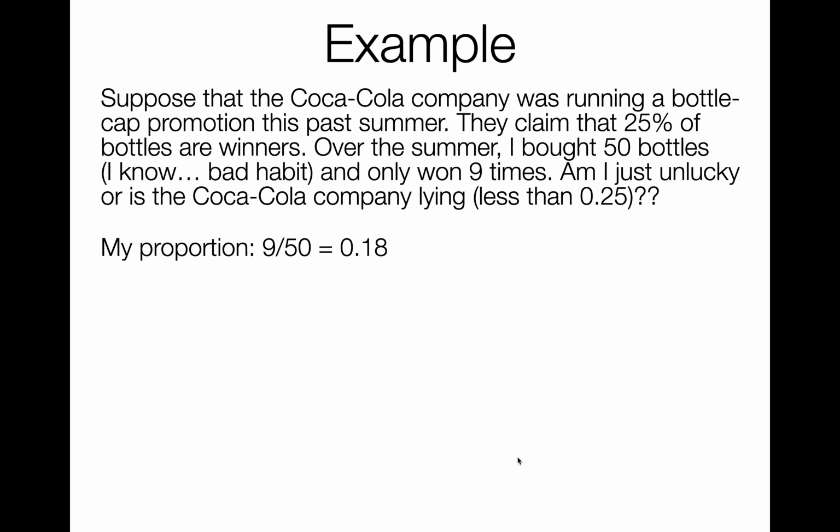First, what are some numbers associated with this? You want to think, well, what was the proportion of times that I won? I said 9 out of 50. What is 9 out of 50? Well, it's 0.18 or 18% of the time. They claim that 25% of all bottles are winners. The proportion that I got, I only won 18% of the time.